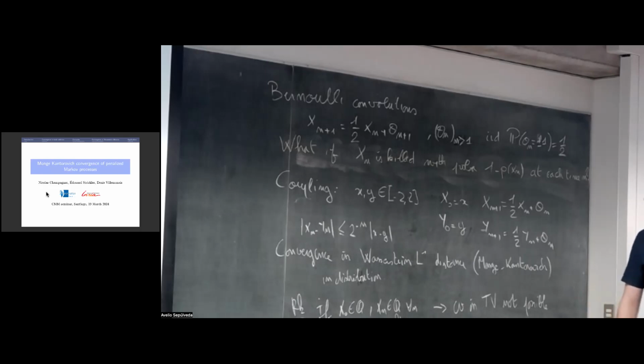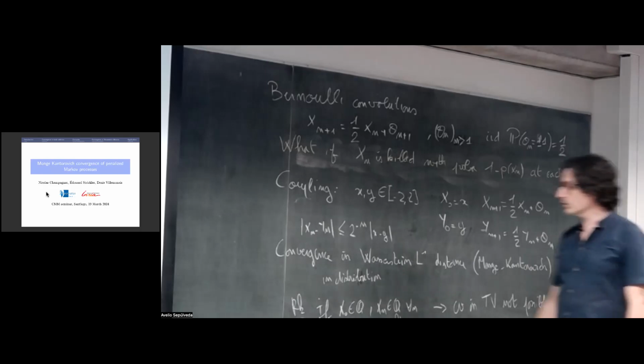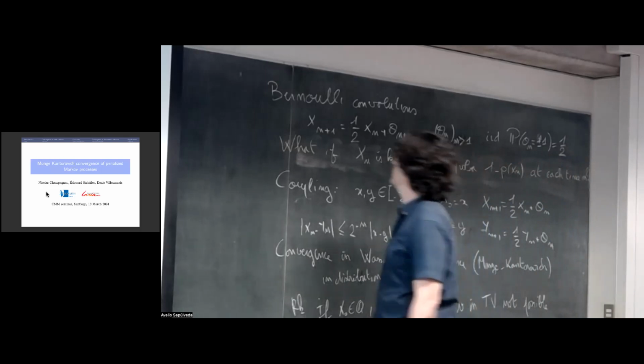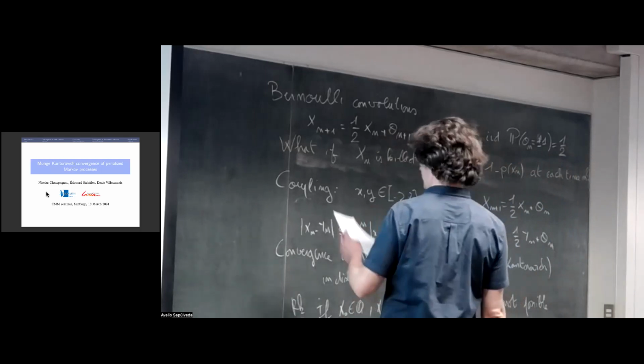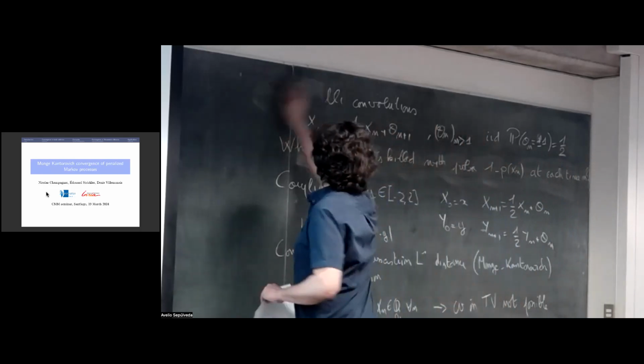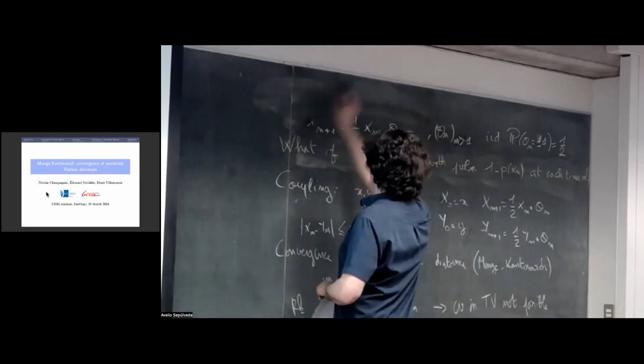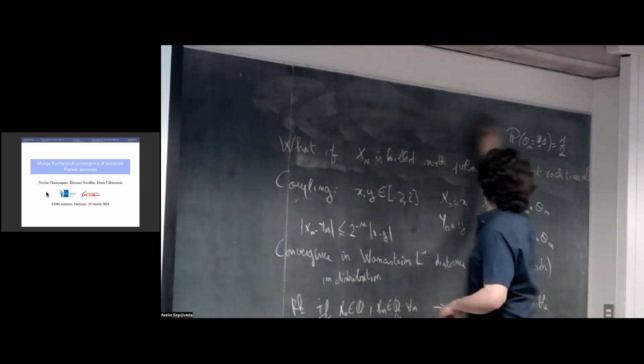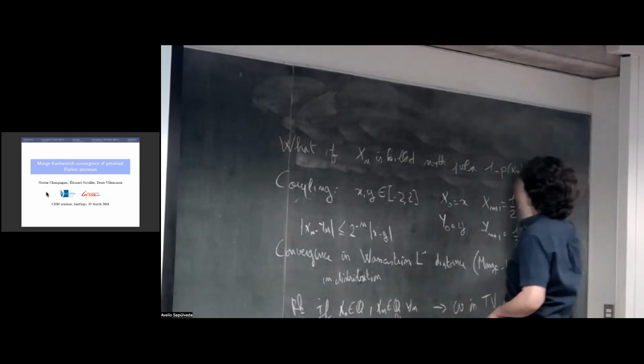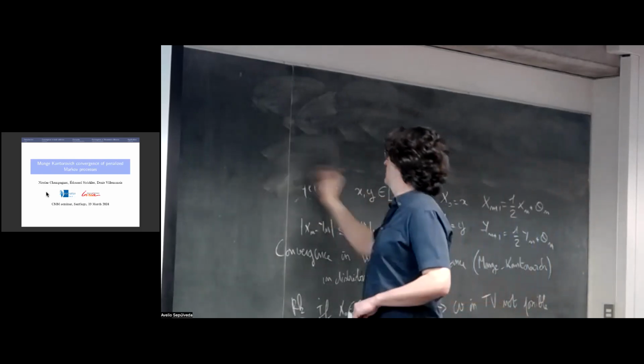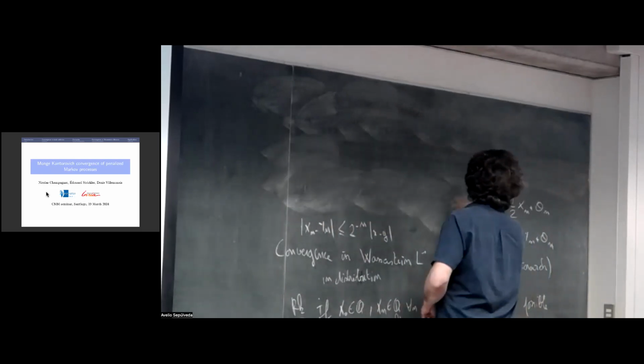Everything is good for you? Then let me give another one, which is in continuous time, but it's more or less the same. So the other one is a piecewise deterministic Markov process. That is also very simple.